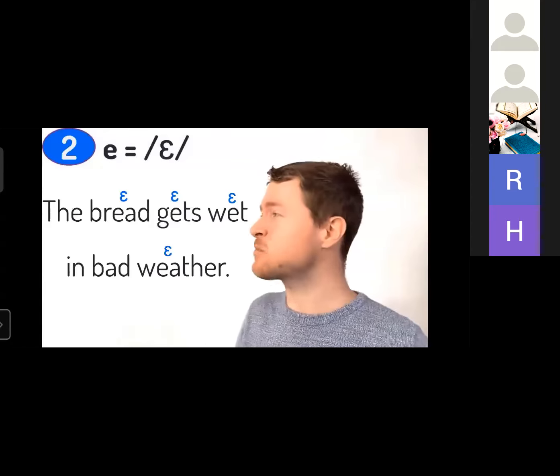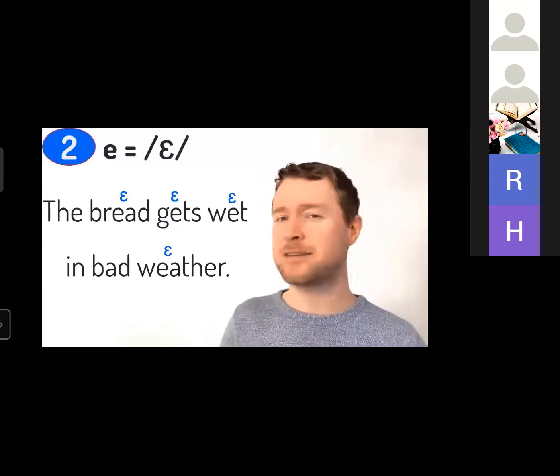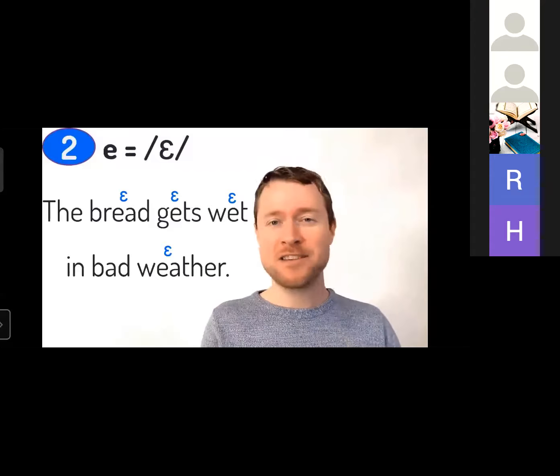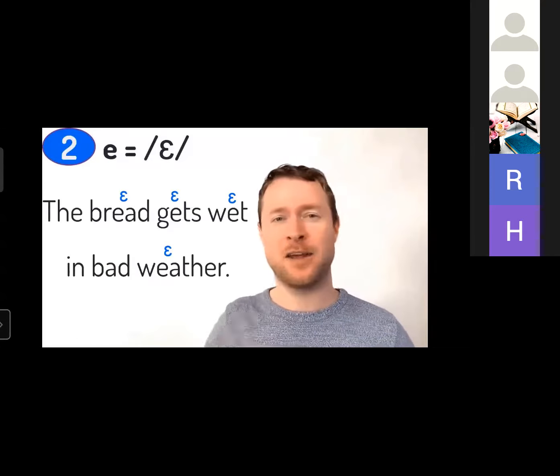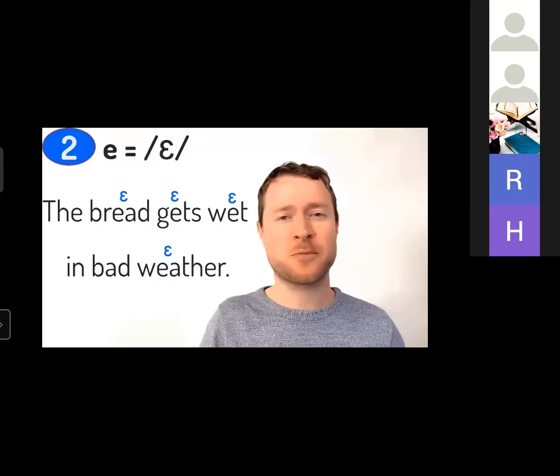Number 3 is: The bread gets wet in bad weather. The bread gets wet in bad weather. Try and say this one as fast as you can. The bread... Who's ready? Yes, go ahead. The bread gets wet in bad weather.